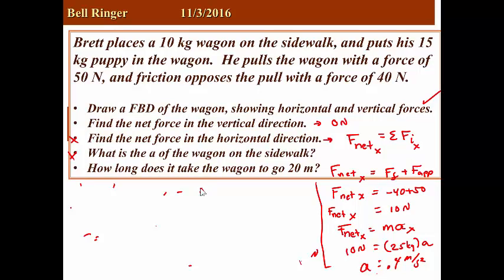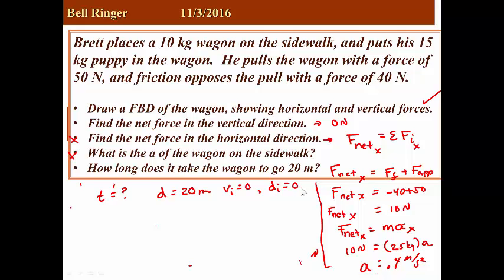Okay. And now I want to find out how long does it take. So I want to find time, and the distance is equal to 20 meters. If I start throwing time and distances in there, now I'm looking at the kinematic equations. So I want a kinematic equation that has a distance, a time, and acceleration, which I know. DI is always 0, and in this case, if we start pulling the wagon, what's our initial velocity? 0. So we can infer that VI equals 0, and we can always infer DI equals 0.